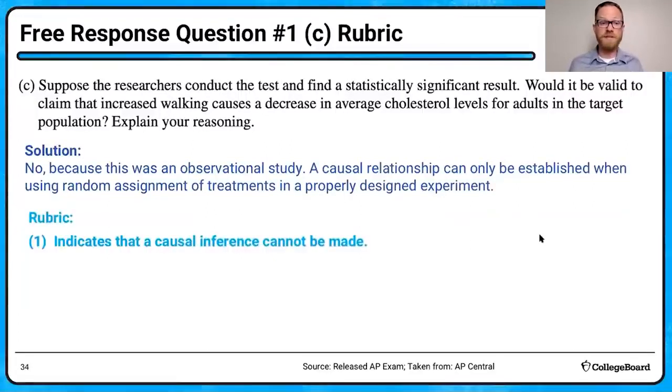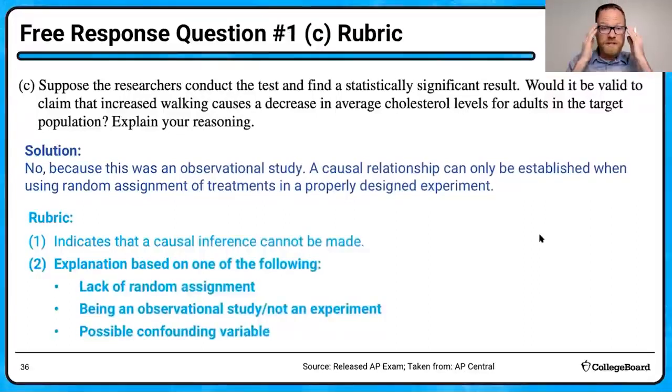The first part of the rubric says, indicates that a causal inference cannot be made. Now, this is just a tiny part of our solution. It is the first word, which says no. And that is answering the question that is being asked here. If you look, the question says, would it be valid to claim that, etc.? You've got to answer the question. So the answer to the question here is no, and that's part of the rubric.